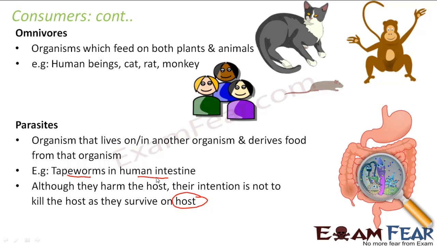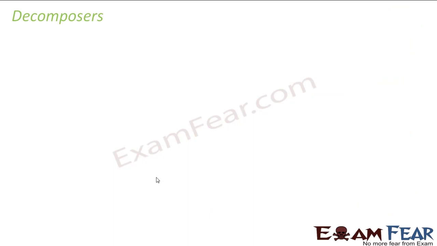So these are the 4 categories of consumers: herbivores, which directly depend on plants; carnivores, which depend on animals which feed on plants; omnivores, which eat both plants and animals; and parasites, which live inside another organism and obtain its food from that organism. Clear? Okay. So we talked about the 2 types, that is the producers and the consumers. Now what was the last type of the biotic component?